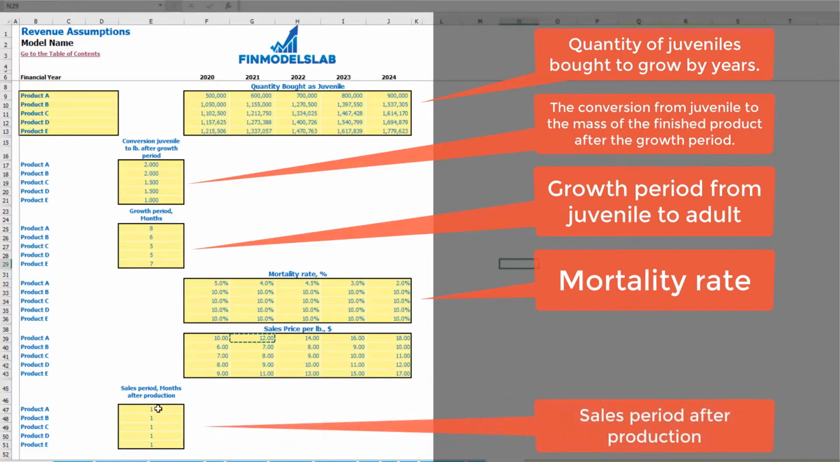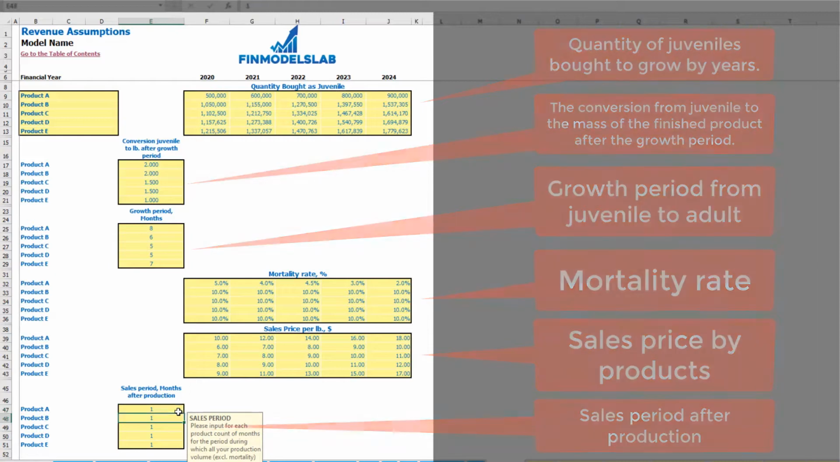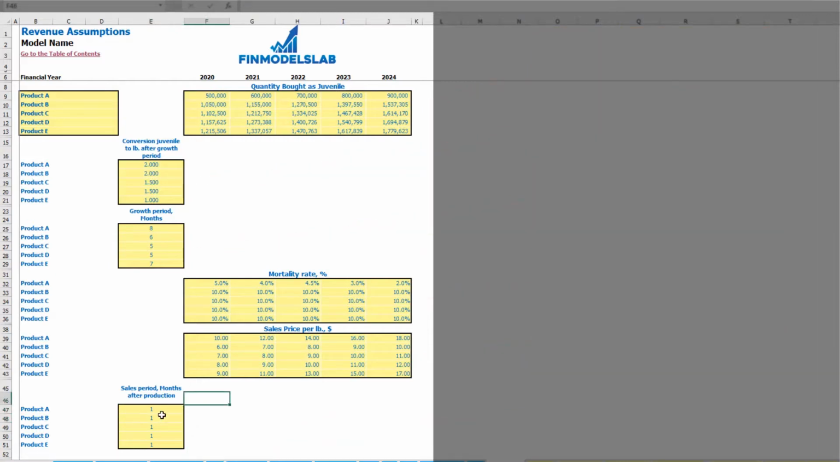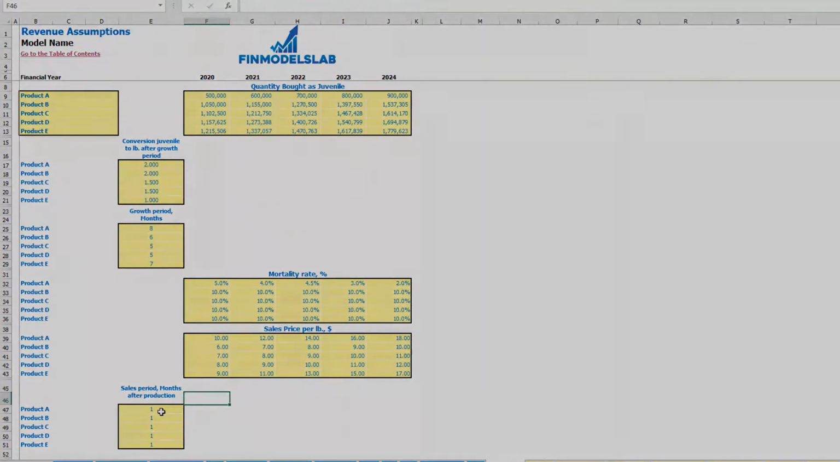And the final step is to set up the sales period in months after production. If your juveniles go to a final production in January, for example, you can put your meat in freezer and sell it within 2 months or sell it within 6 months. It will impact on your inventory, or if you need to sell it exactly in the same months as it is produced, you can just put 1 month and there will be no impact on the inventory in this case.